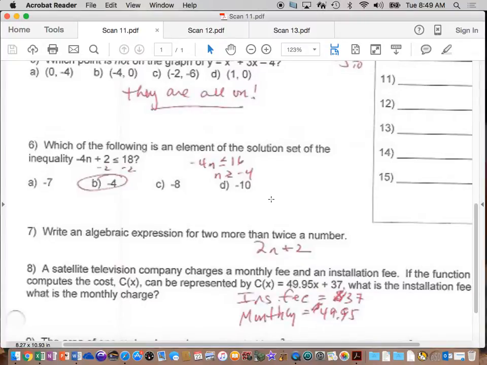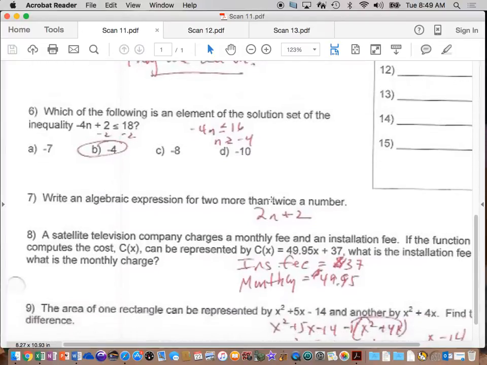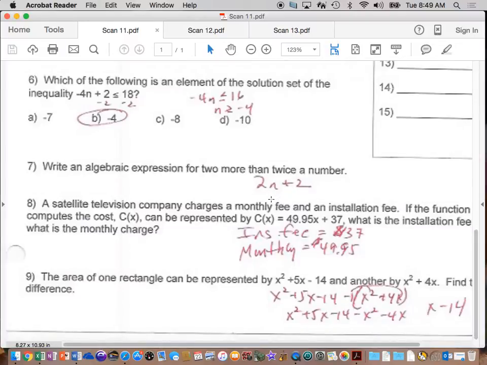On number 5, they're all on the parabola. All we need to do is look in the table, right? Number 6, if it's like that, on your test it'll work out. Okay, 6, 7, 8, 9. Any questions?